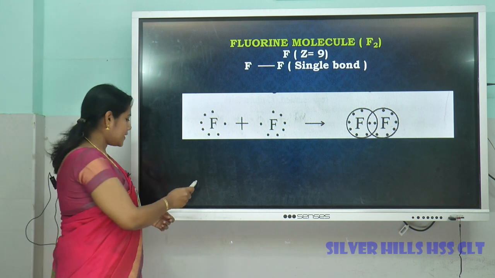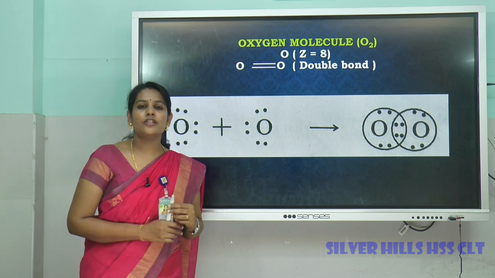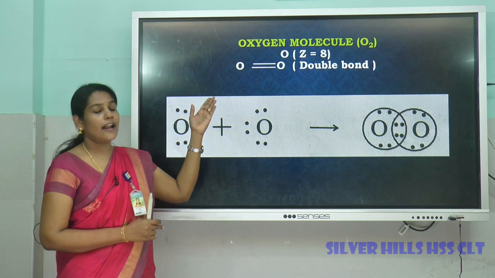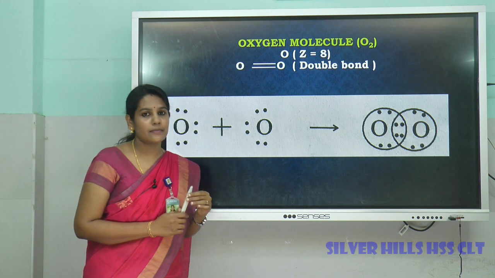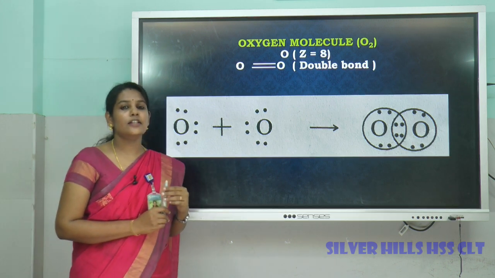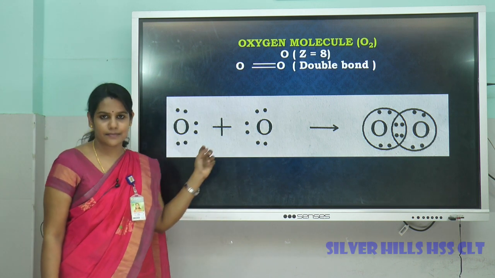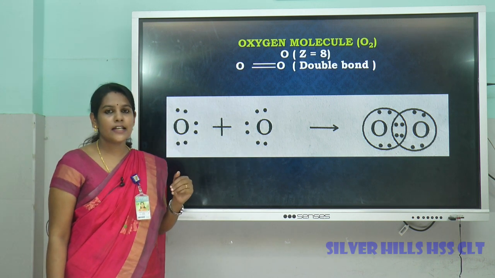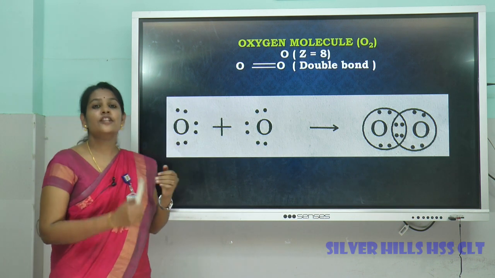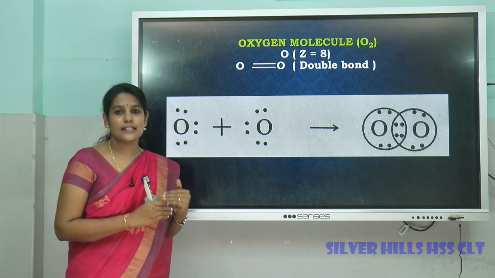Then the second one is the oxygen molecule. In the oxygen molecule we have 2 oxygen atoms. The electronic configuration for one oxygen atom is 2, 6, since the atomic number is 8. So there are 6 electrons around each oxygen atom. In order to attain stability, they should gain 2 more electrons. So both these oxygen atoms will share 2 pairs of electrons and attain stability.